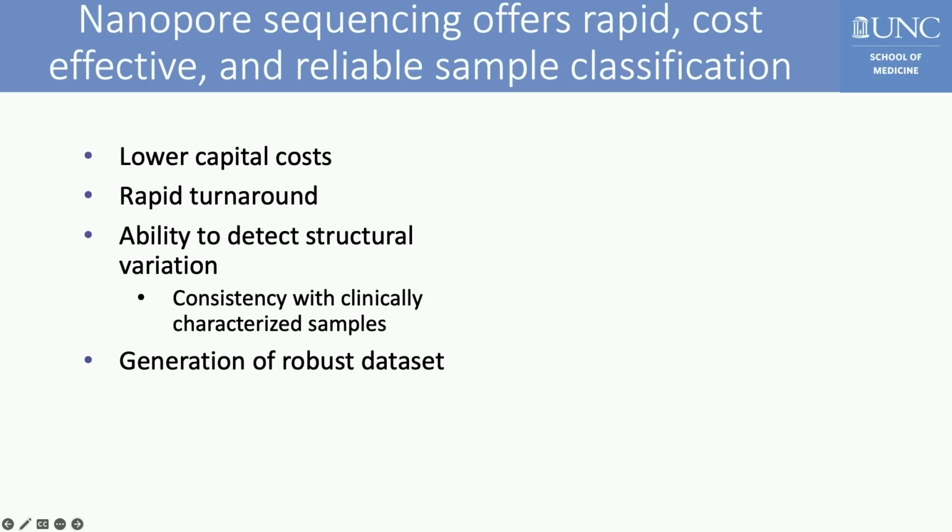Another advantage of long-read sequencing is the ability to detect structural variation. We're getting longer reads, including repetitive and variable regions, which leads to better structural variation detection. Another aspect of this is we are generating far more data than is necessary for a clinical classification. And we're excited about mining that data for new information.